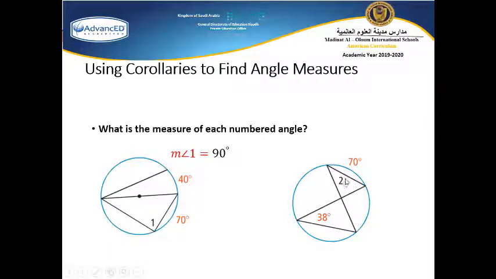Since angle 2 and angle 38, both of them inscribed angles, intercept the same arc, both of them are congruent. Then the measure of angle 2 equals 38.